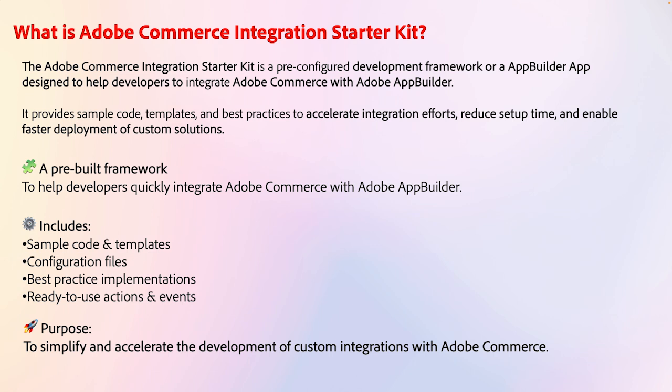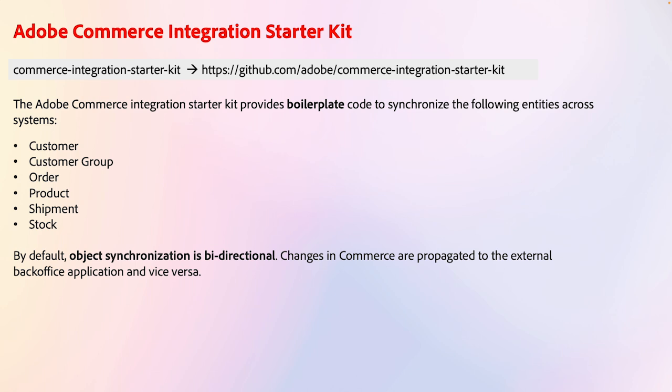So the basic advantage you will get out of Starter Kit is that it will simplify and accelerate the development of custom integration with Adobe Commerce using App Builder. Starter Kit provides bidirectional communication between Adobe Commerce and the external system. So the Starter Kit App Builder app can consume data from Adobe Commerce and publish the data to the external system, and similarly it can consume the data from the external system and publish to Adobe Commerce. So the data movement is bidirectional, and the Starter Kit app provides the boilerplate.